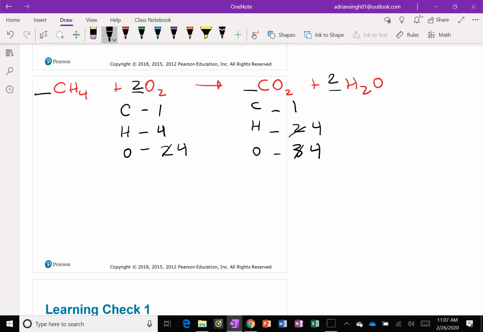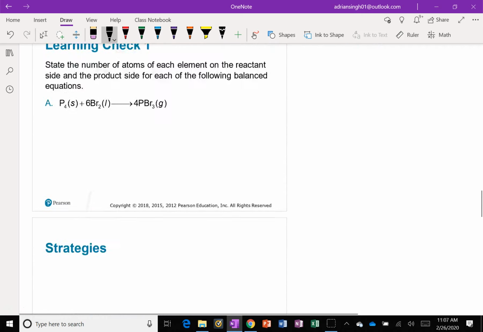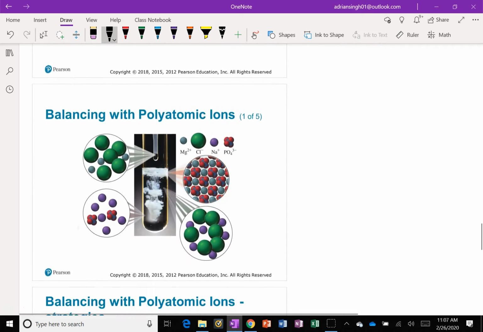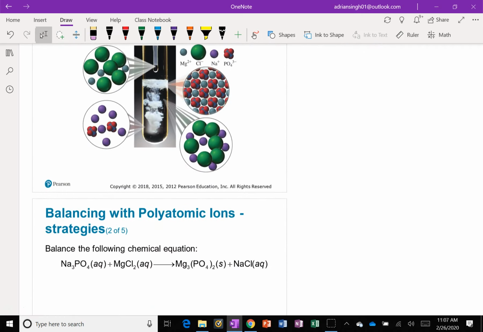Really what balancing equations comes down to is just trial and error. You stick your numbers in where you think they belong, and if it doesn't work, try something else. But it's not just haphazard. There's a little system to it, like we kind of went through here. So there are little strategies you can use to help you balance equations a little bit more efficiently.